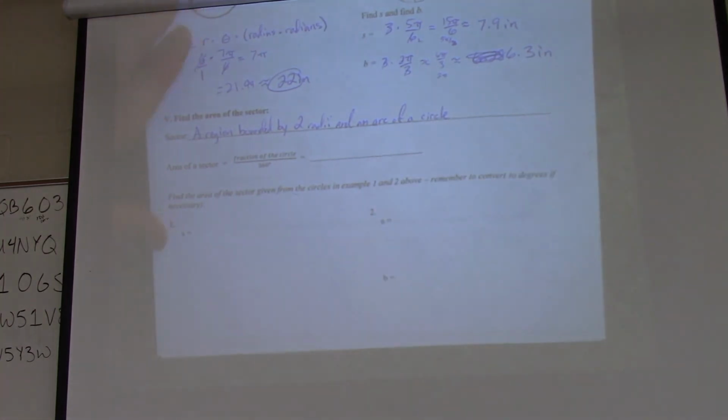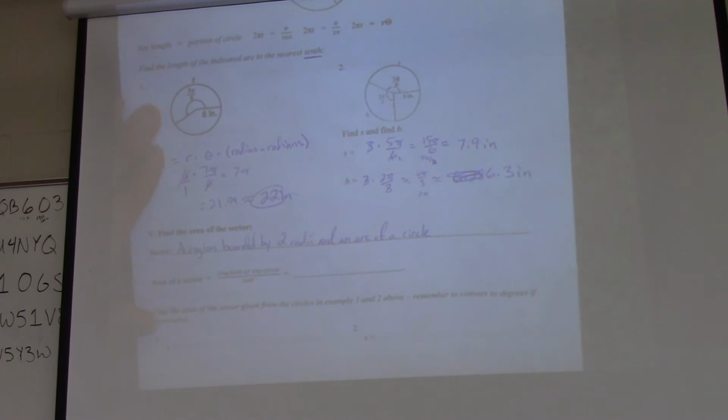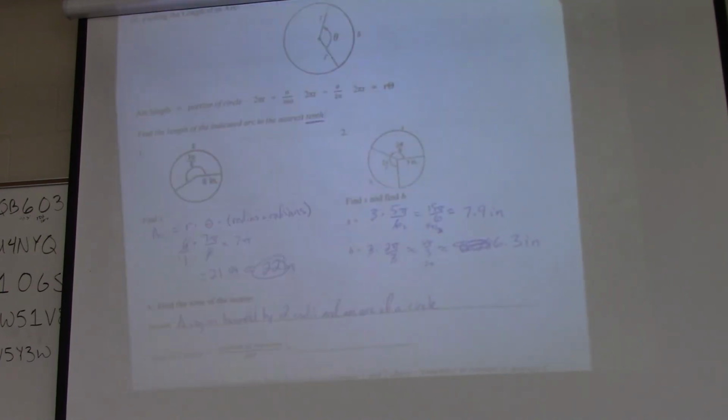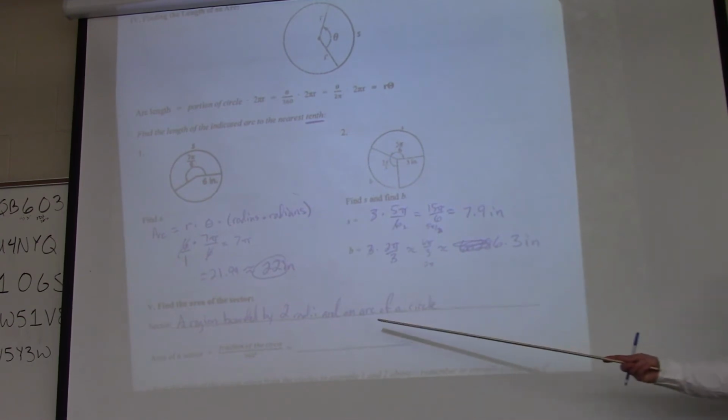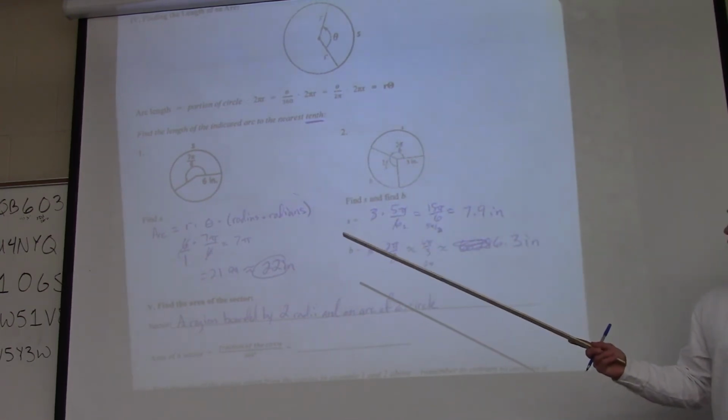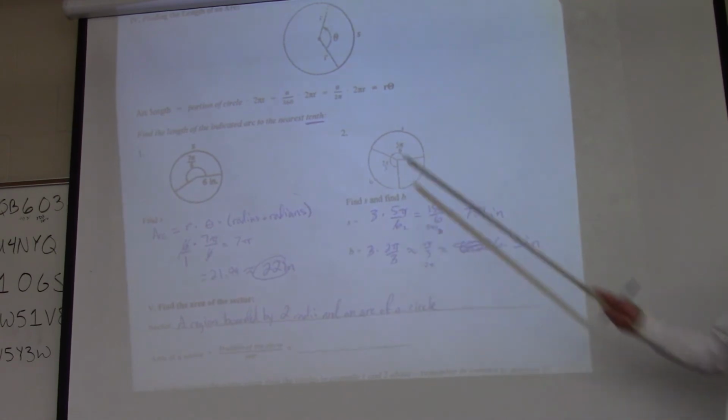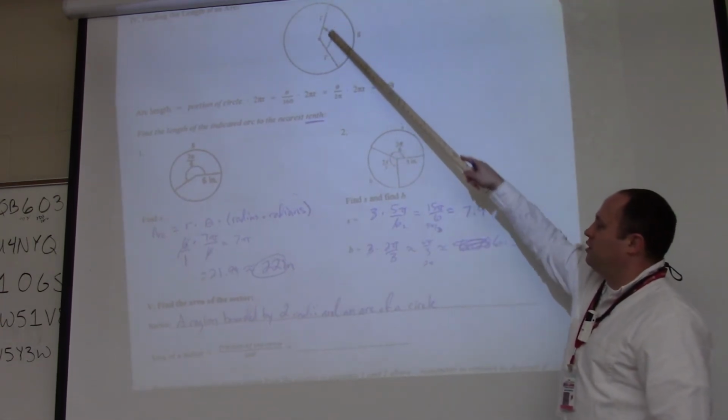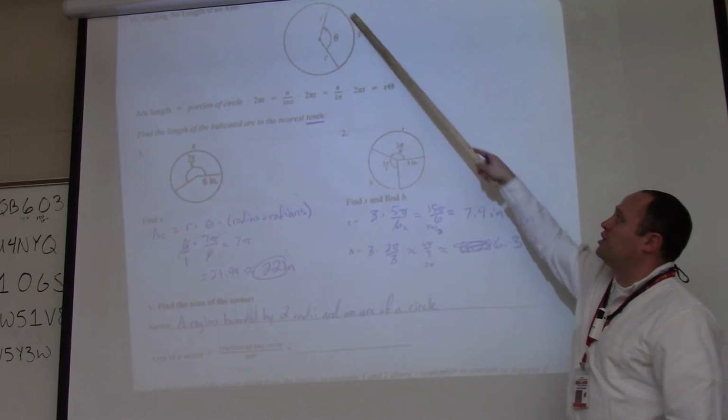Okay, I'm going to move this down a little bit because I want to show you what I mean. In fact, it looks even better at the very top. Let me read this again. A region, so an area, bounded by two radii, which is just radius plural, and an arc of a circle. So this right here is a sector. This whole region right here is a sector.